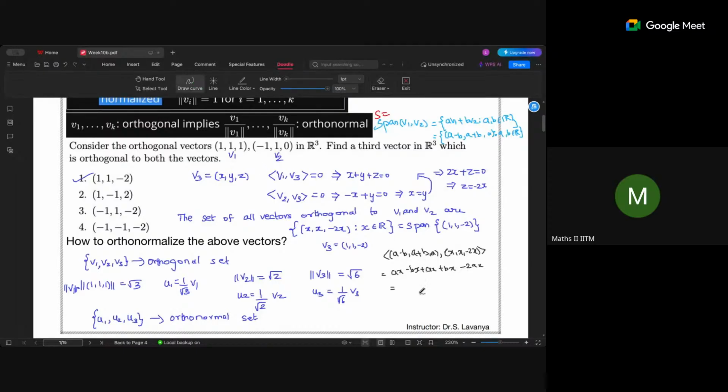Bx and then plus. So here you can see that you can cancel this out, right? And you are left with 2ax minus 2ax, which is 0. So what you can see is that any vector here is orthogonal to any vector here, and this set you call the orthogonal complement of S. Okay, this is the orthogonal complement of S.